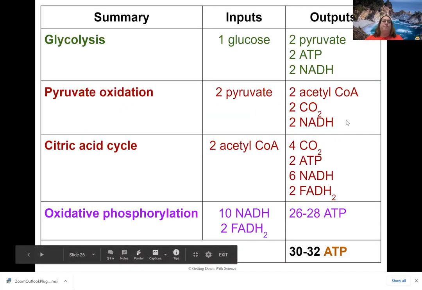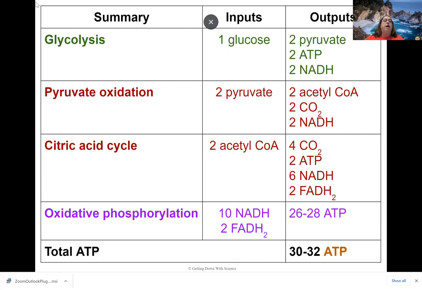So to summarize, glycolysis, we put in 1 glucose, we get out 2 pyruvate, 2 ATP, 2 NADH. Pyruvate oxidation, we put in the 2 pyruvate, we get 2 acetyl-CoAs, 2 carbon dioxides, 2 NADHs. We take those acetyl-CoAs and put them in the citric acid cycle. We get 4 CO2, 2 ATP, 6 NADH, and 2 FADH2.